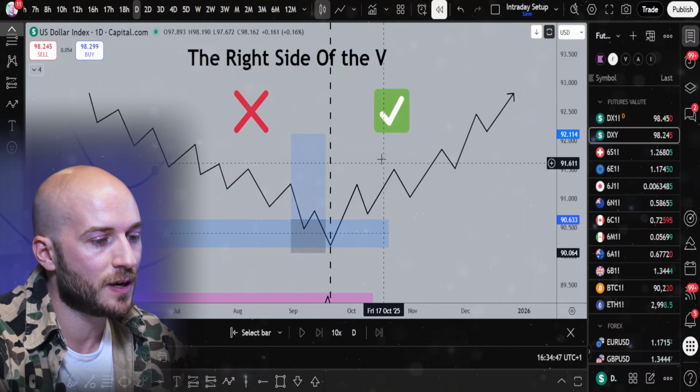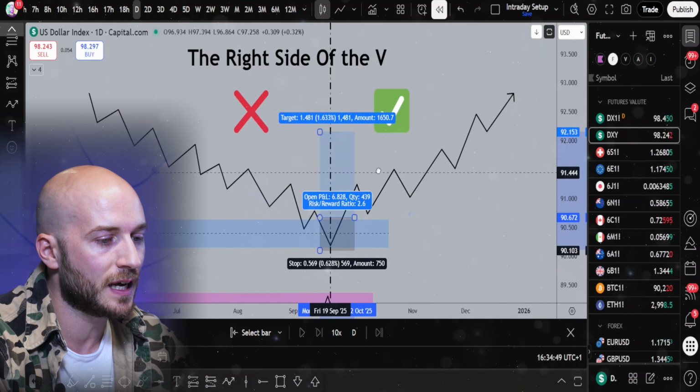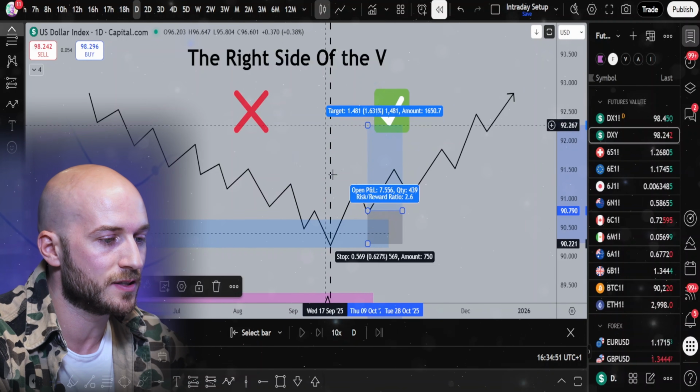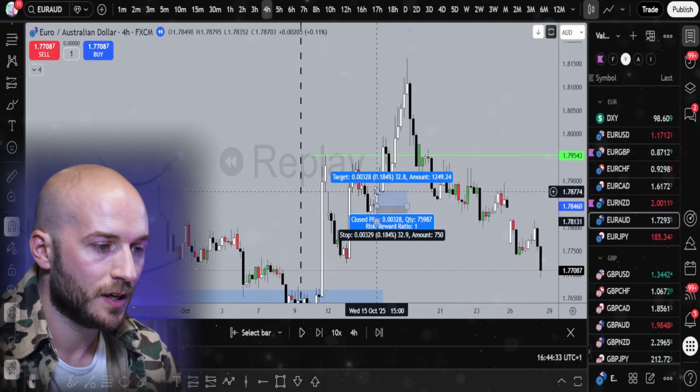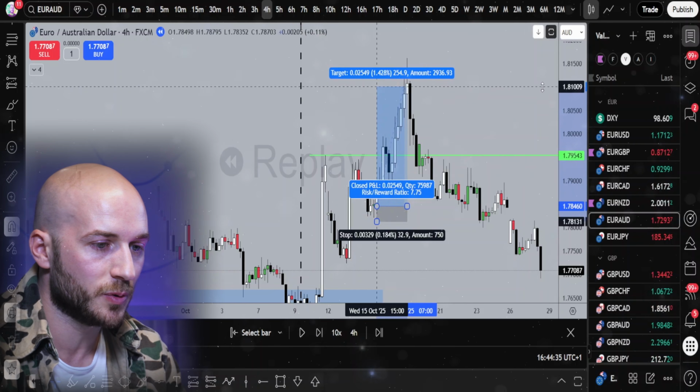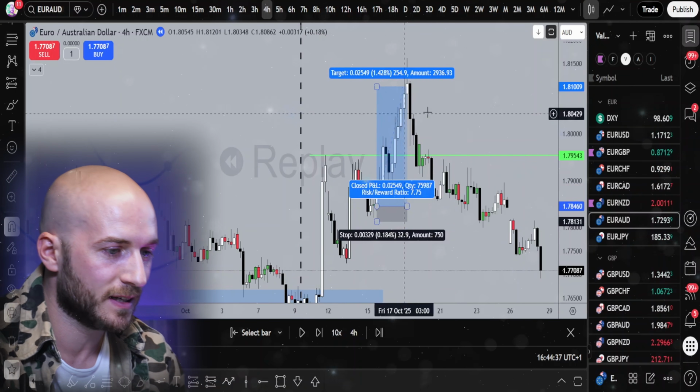Just wait for the right side of the V and try to catch a trade in this zone. When I see the 1.81 reach, I say, okay, maybe it's time to get out. Okay, 7.7 is not normal.